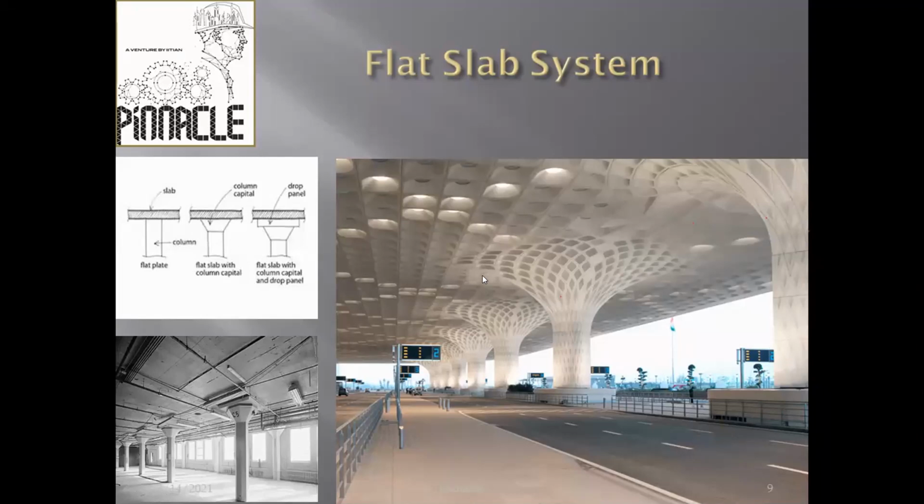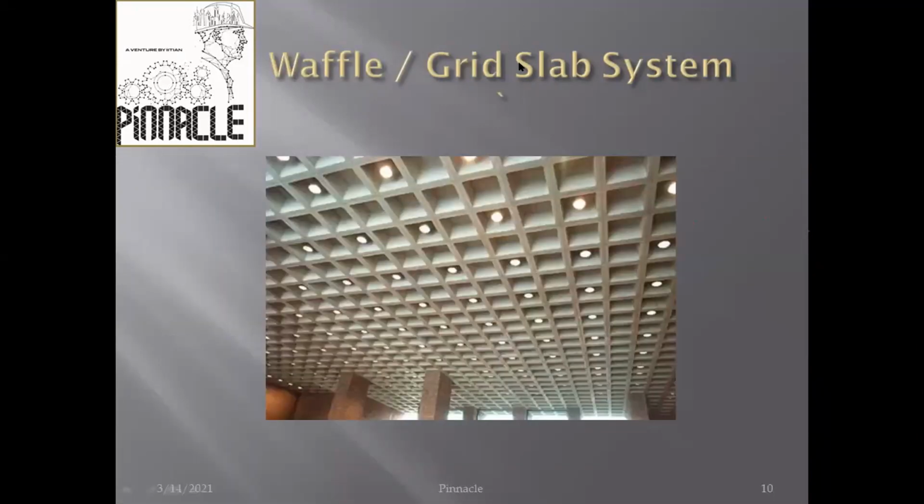You have seen the Chhatrapati Shivaji Airport in Mumbai. They have also used the flat slab, and they have provided the column capital. If you want to use the drop panel, which is an increment of the slab area, you can provide the drop panel as well as the column capital. Then the waffle or grid slab. You have seen this kind of structure in cinema halls. When you want to provide a larger span and you don't want to provide columns in between, you can use the grid slab system.